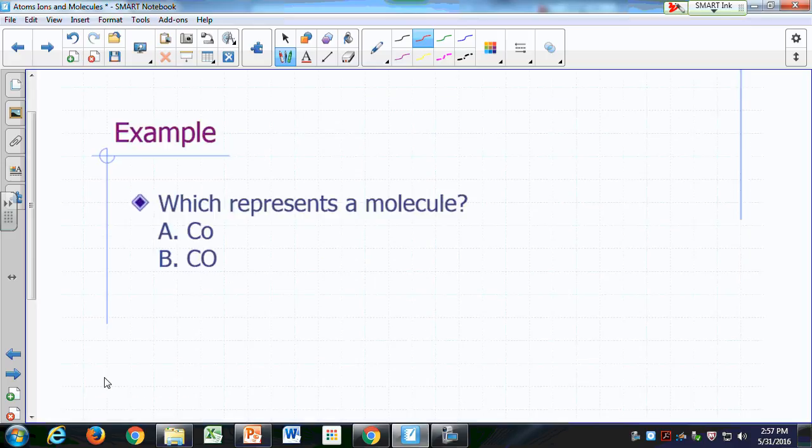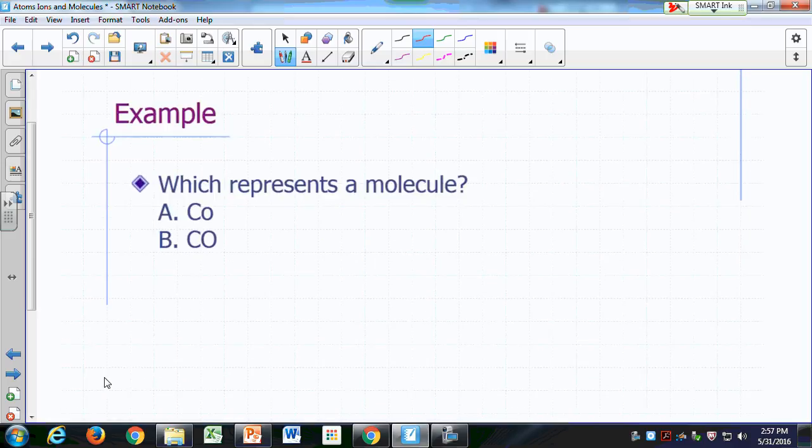How about this one? Which one represents a molecule? Second one, this is 1. Remember, the subscripts are not written, are implied to be 1. So this is a molecule that has 1 carbon and 1 oxygen atom. This is a molecule of carbon monoxide. This one right here is a symbol for just 1 element, 1 atom. Okay, so that's not a molecule. So carbon monoxide would be a molecule. You have to have at least 2 atoms. Okay? So the total subscript should at least be 2 or more.